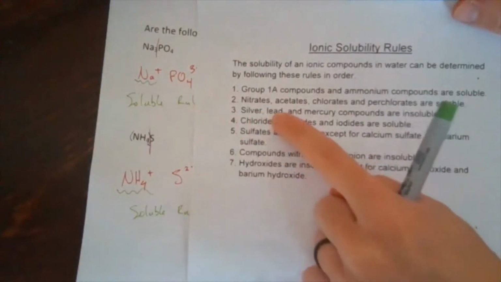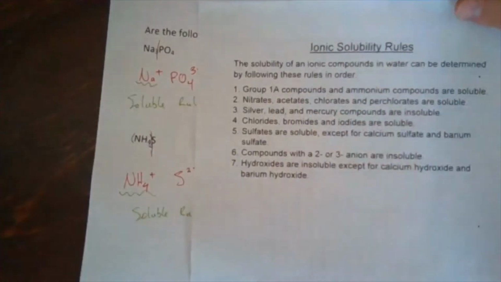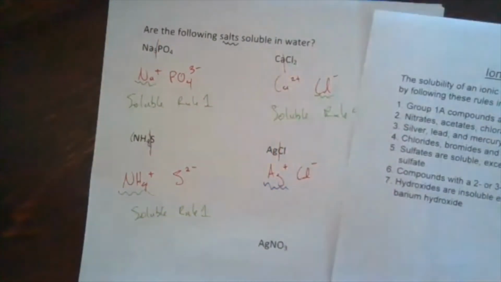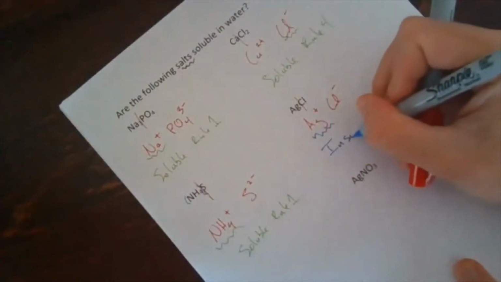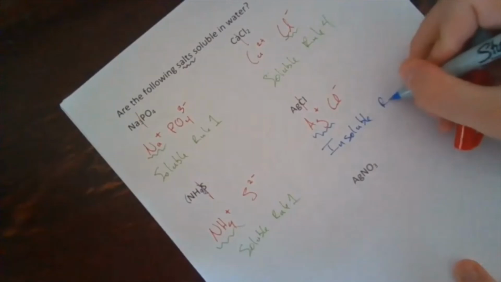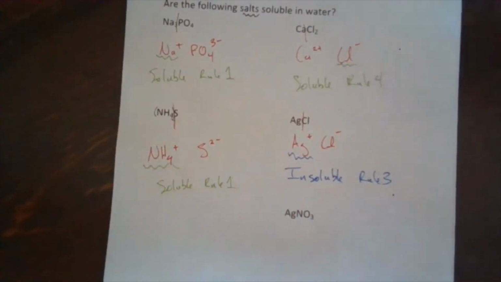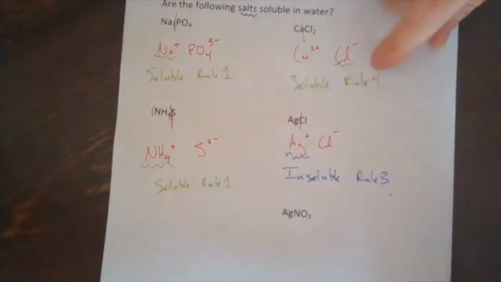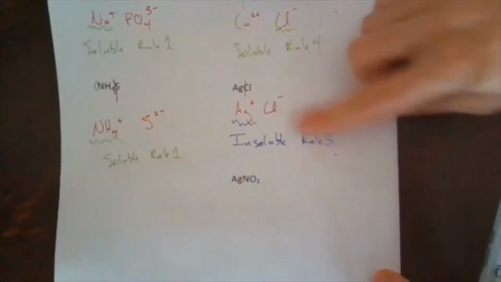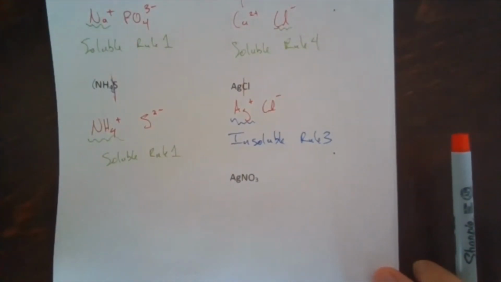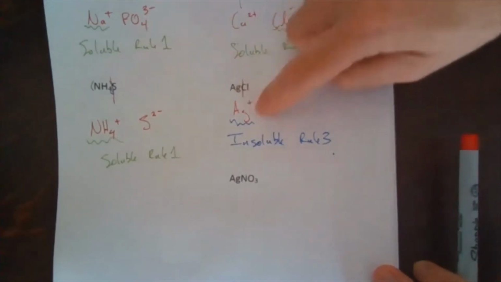Rule 3, silver, lead, and mercury compounds are insoluble. Well, looky here. I got silver. Silver makes this compound insoluble by rule 3. So you can see that chloride is rule 4. Chlorides tend to want to dissolve, but silver has a stronger preference to not dissolve. So chlorides can get most cations to dissolve, but not silver.